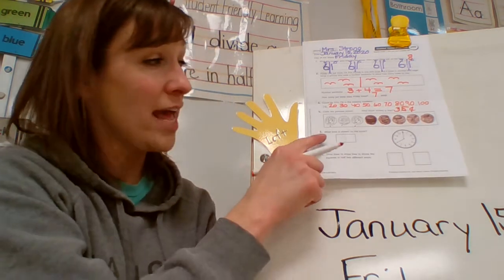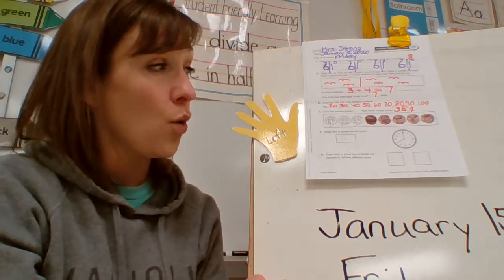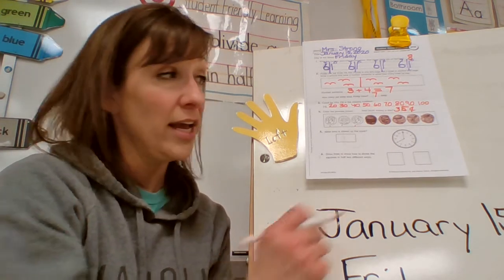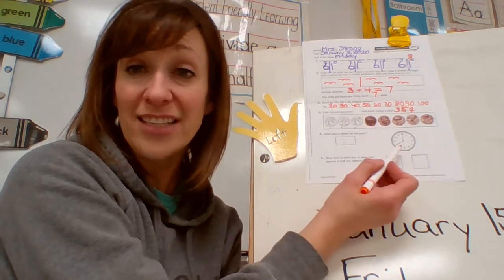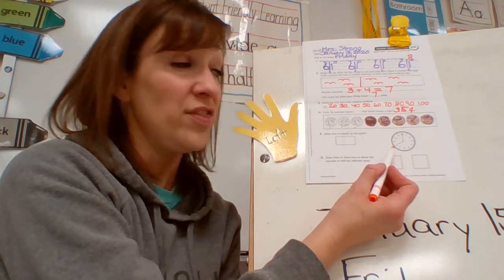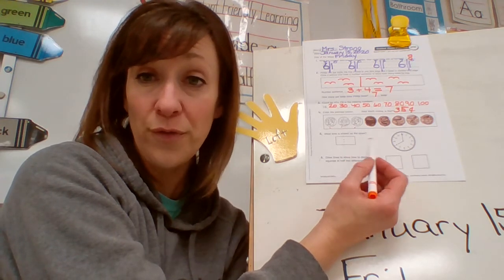Okay, look at number 5. We're dealing with time now. It says what time is shown on the clock. Here's our clock. Remember, our hour hand is the short hand. That's the number we start with when we are writing our time. They gave us the analog time. We are going to write it in a digital form.